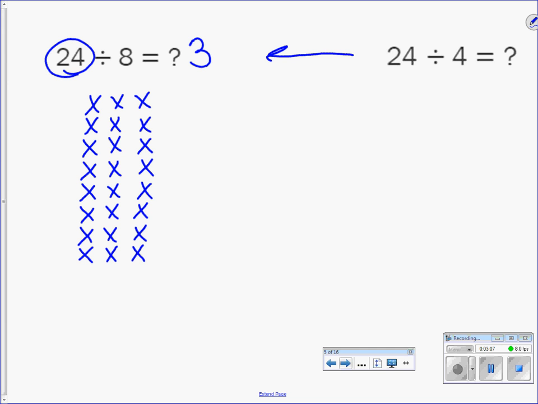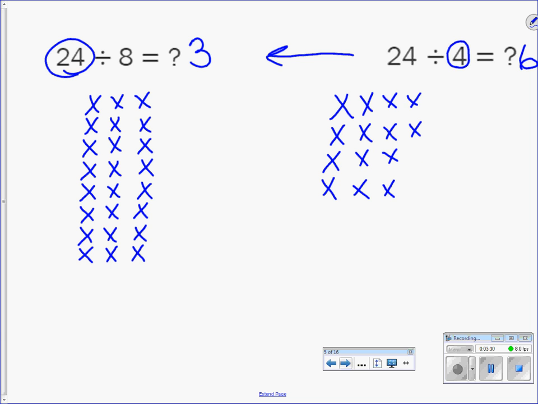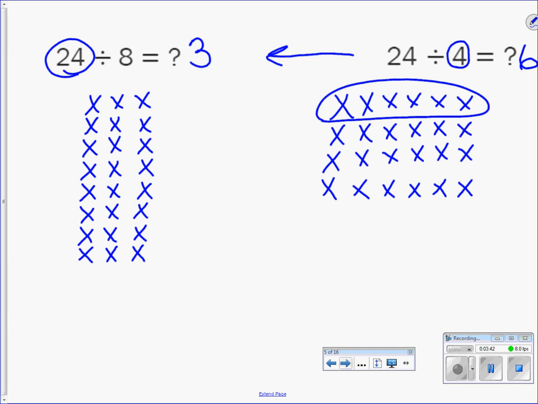Once again, if I look at this and if I know 24 divided by 8 equals 3, well, here I'm only dividing it up with half the number of people, so I'm going to get twice as much. So my answer should be 6. Let's check that out. Okay. And I have 1, 2, 3, 4, 5, 6. Okay. So we can always use problems to help us figure out our other equations.